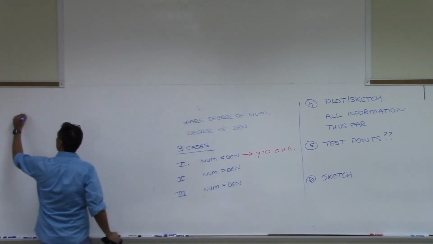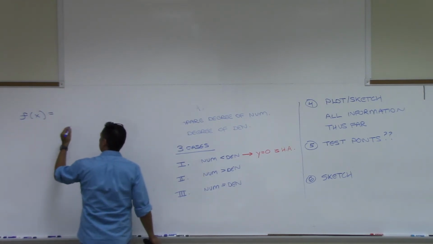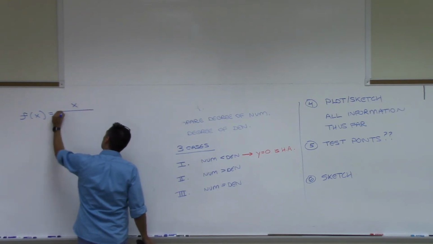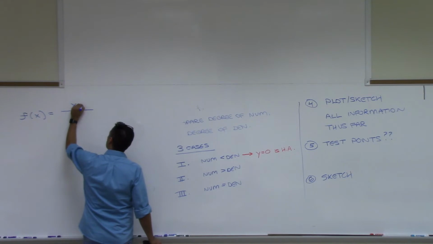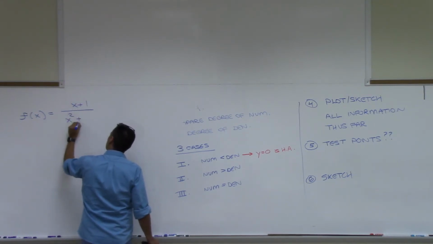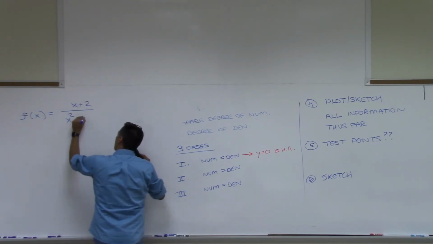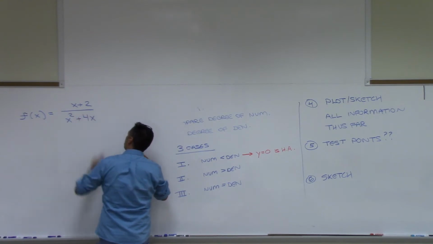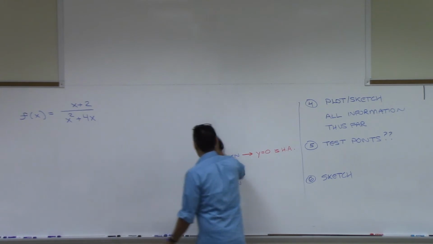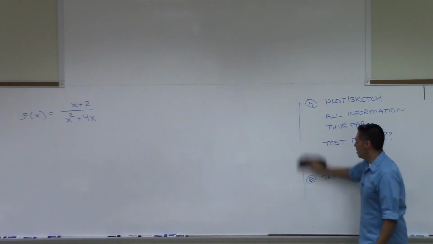All right, first example, f of x equals, we're not going to do the one we started class with. I'm going to do something else. I'll make it similar though. Let's do x plus 2, sorry, on top, and x squared plus 4x on the bottom. I would like to know what the sketch of that graph looks like, okay?